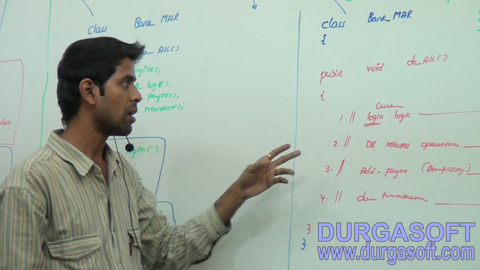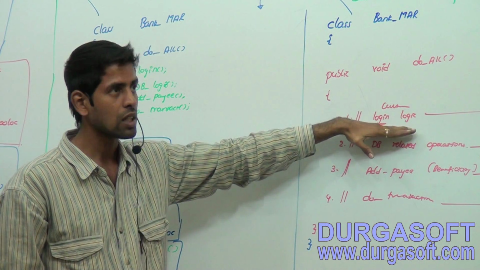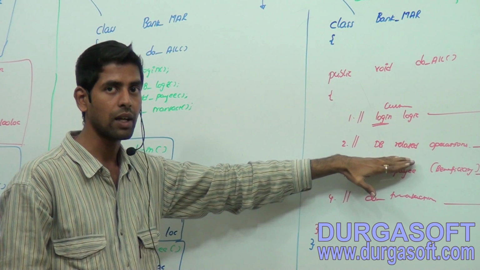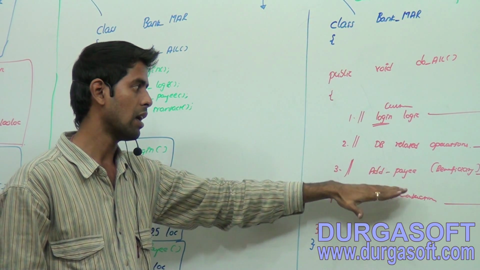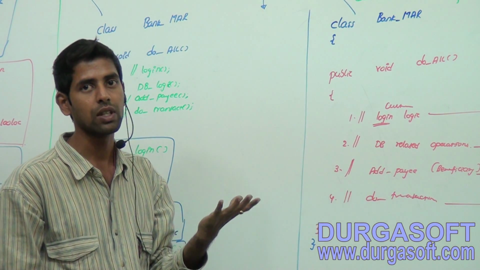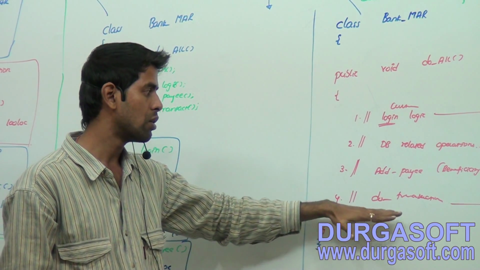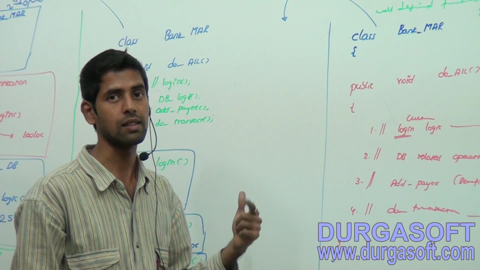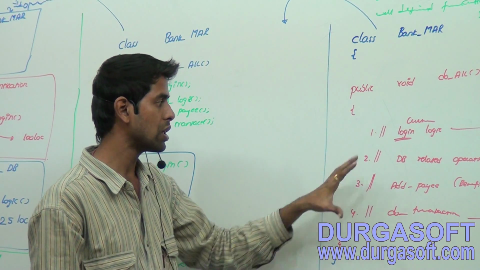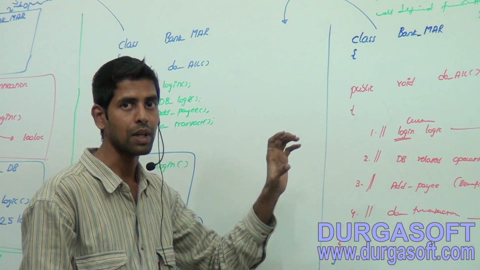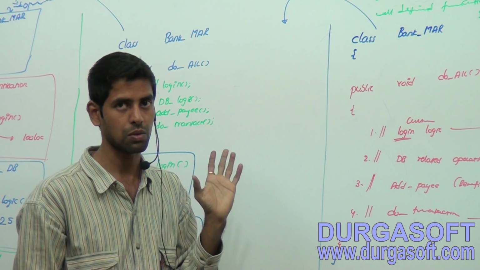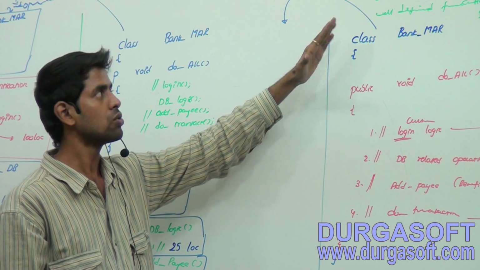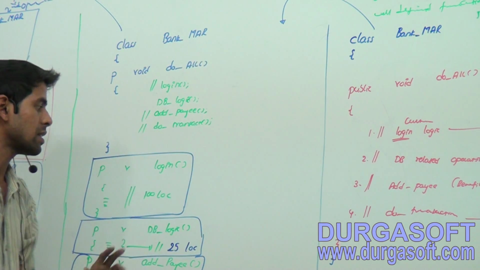Whenever I want only login logic and I call this method, what happens? Unnecessarily DB related operations logic, add payee beneficiary logic, and do transaction logic are executed unnecessarily. So it is not recommended to maintain such type of logic. Now I am going to optimize this one. So come to the first optimization.